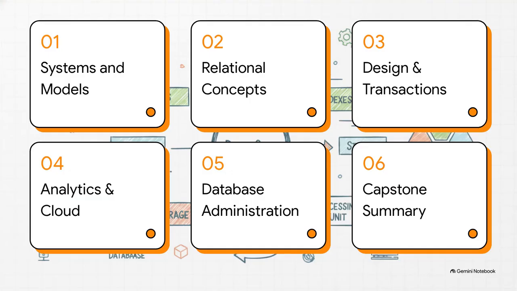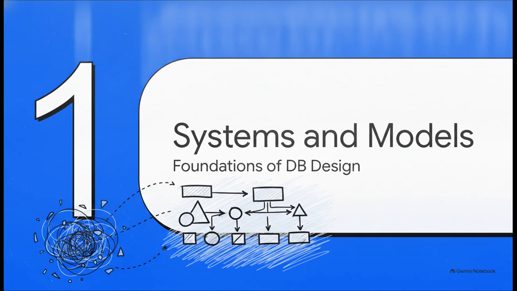Here's a quick look at our syllabus for this final review session. We'll be covering database systems and models, relational concepts and normalization, database design and transactions, analytics, big data and cloud, database administration, and then we'll wrap it all up with a capstone summary and themes. All right, let's jump right into Section 1, Database Systems and Models.